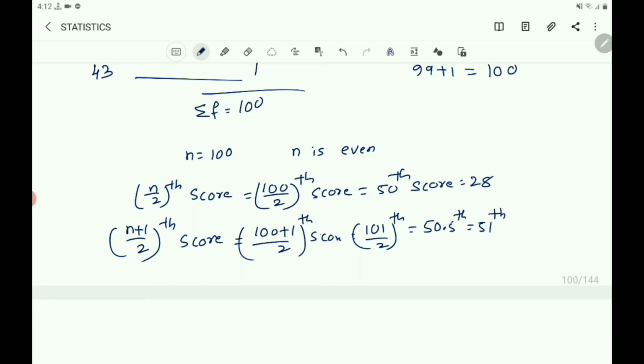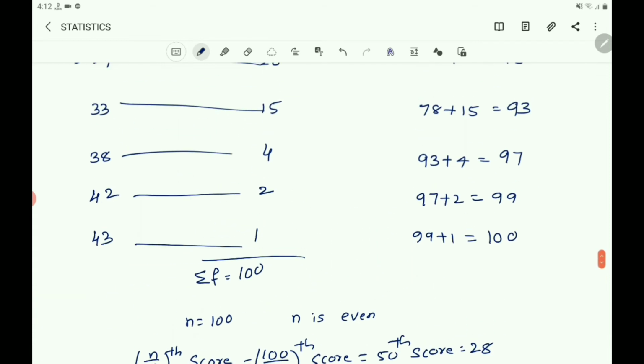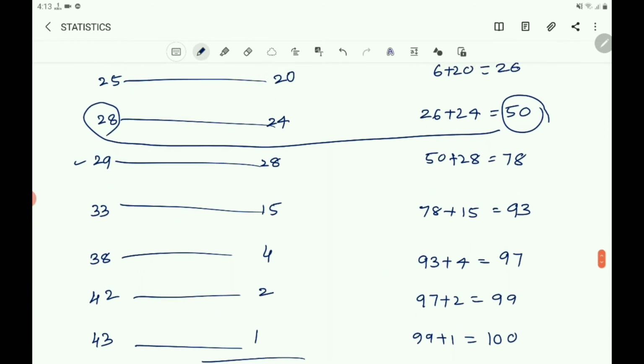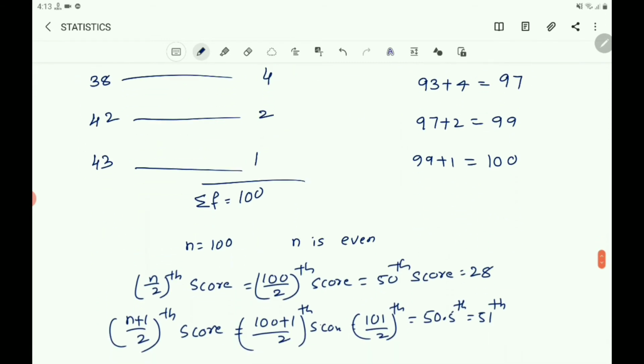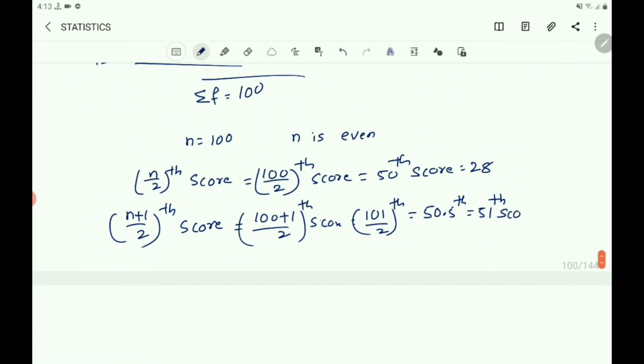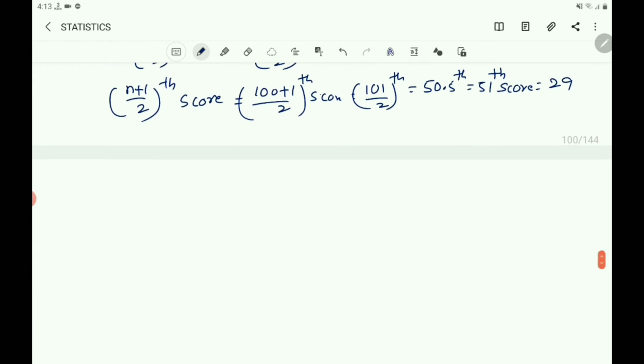The 51st score here, 50.5 you will get, that is nothing but the 51st score. The 51st score means you must take 29, because after 50, the 51st score comes here. So you must take this group. So this is the 51st score you take, that is 29. Then you take the average of those 2.